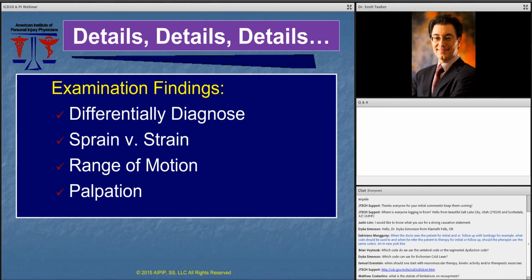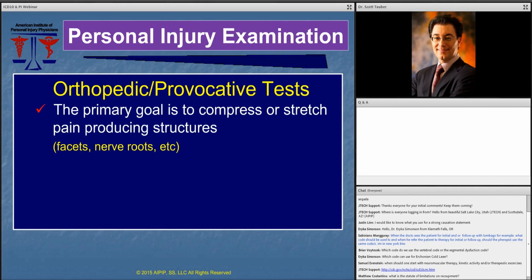The primary goal is to compress or stretch pain-producing structures. Prior to doing any of this, again, you've got an acute traumatically injured patient, mostly in PI, it's to the head and to the neck, and I think we all can agree that there are some sensitive structures in there that we probably want to be cautious with. I want you to rule out all contraindications to doing any of these procedures prior to, obviously, any compressing or stretching of the patient's head, their neck, or any area that may have been injured.